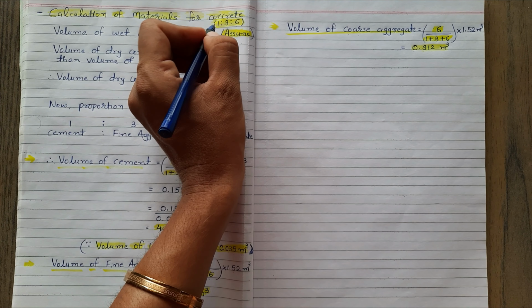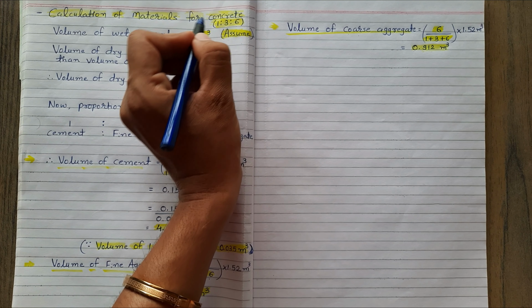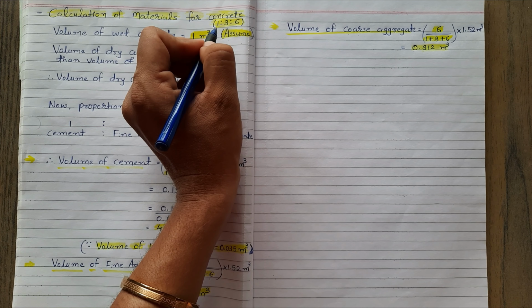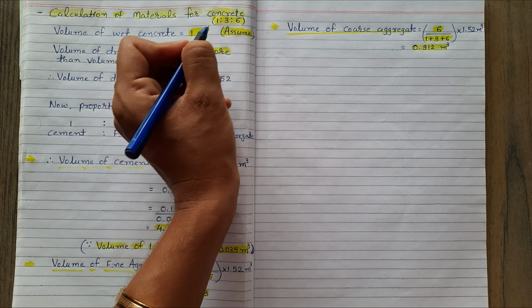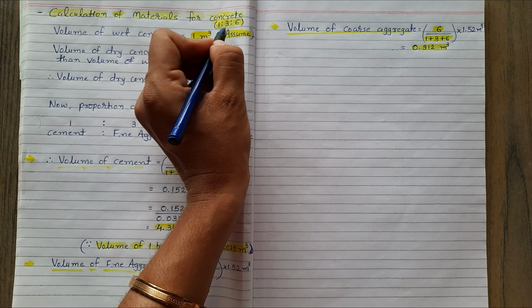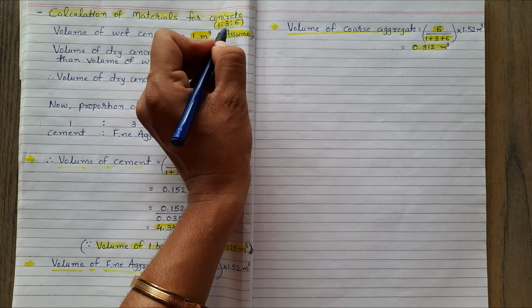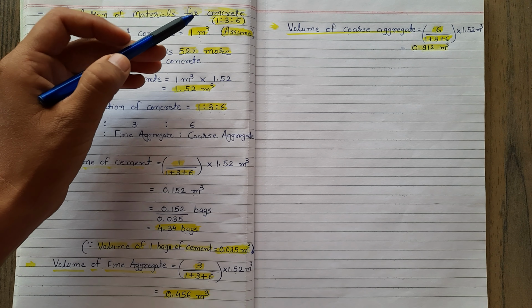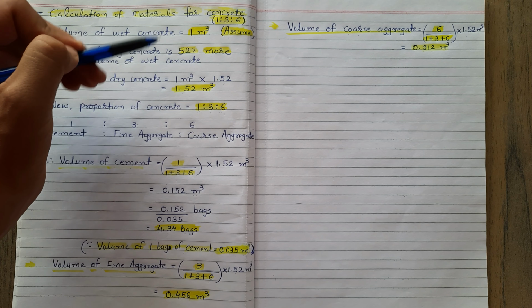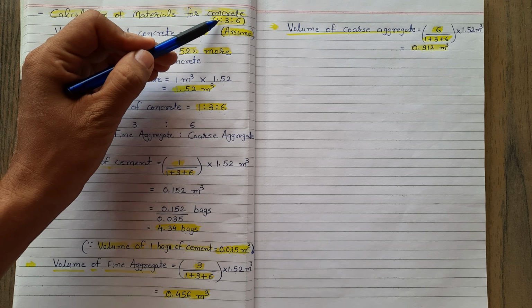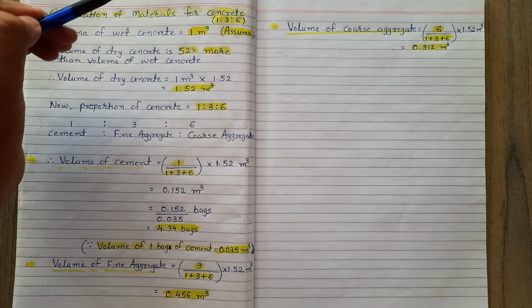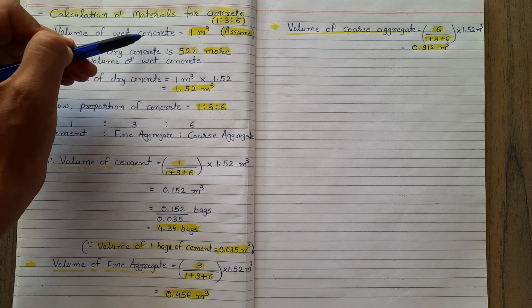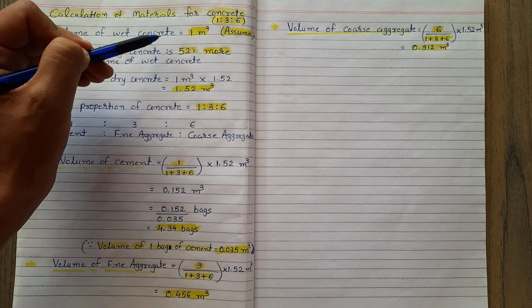The proportion may be different. Here it is 1:3:6. Whatever it may be, it may be 1:4:8, 1:1.5:3. You have to do the calculations according to the proportion of concrete and according to the volume of wet concrete you want to cast.